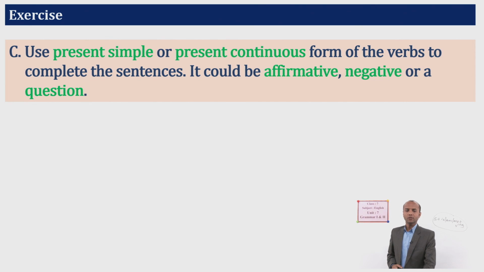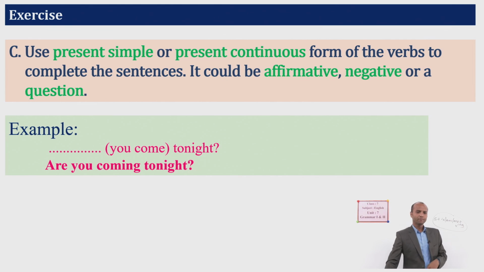Dear students, let's move on to the next exercise, that is C. Use present simple or present continuous form of the verbs to complete the sentences. It could be affirmative, negative, or question. Look, present simple? We haven't discussed it yet. Don't worry, I'm here. And one example is also given there. You come is there in the bracket, and tonight, and you have to make a question. This is what is there in the example. Are you coming tonight? In this way you have to fill in.